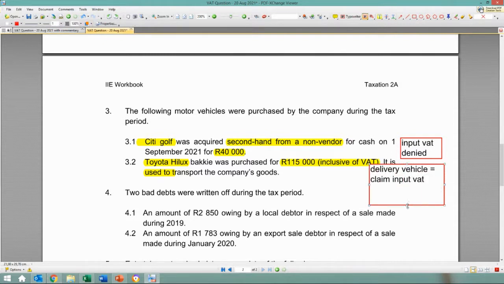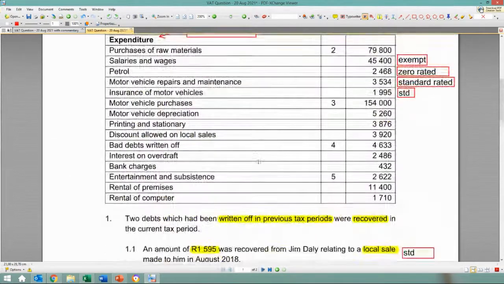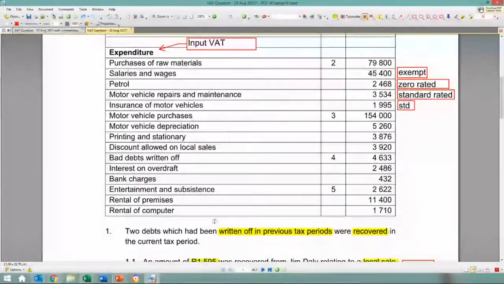Okay, so you see how with the information you need to read carefully and you need to know the rules, because what they will do is try and confuse you. Okay, so in this case, the one we're not allowed to claim any input VAT on, so it will be a 0. The other one we can claim the input VAT on because it's a delivery vehicle and not a normal vehicle. Okay, so let's capture the information up to here.